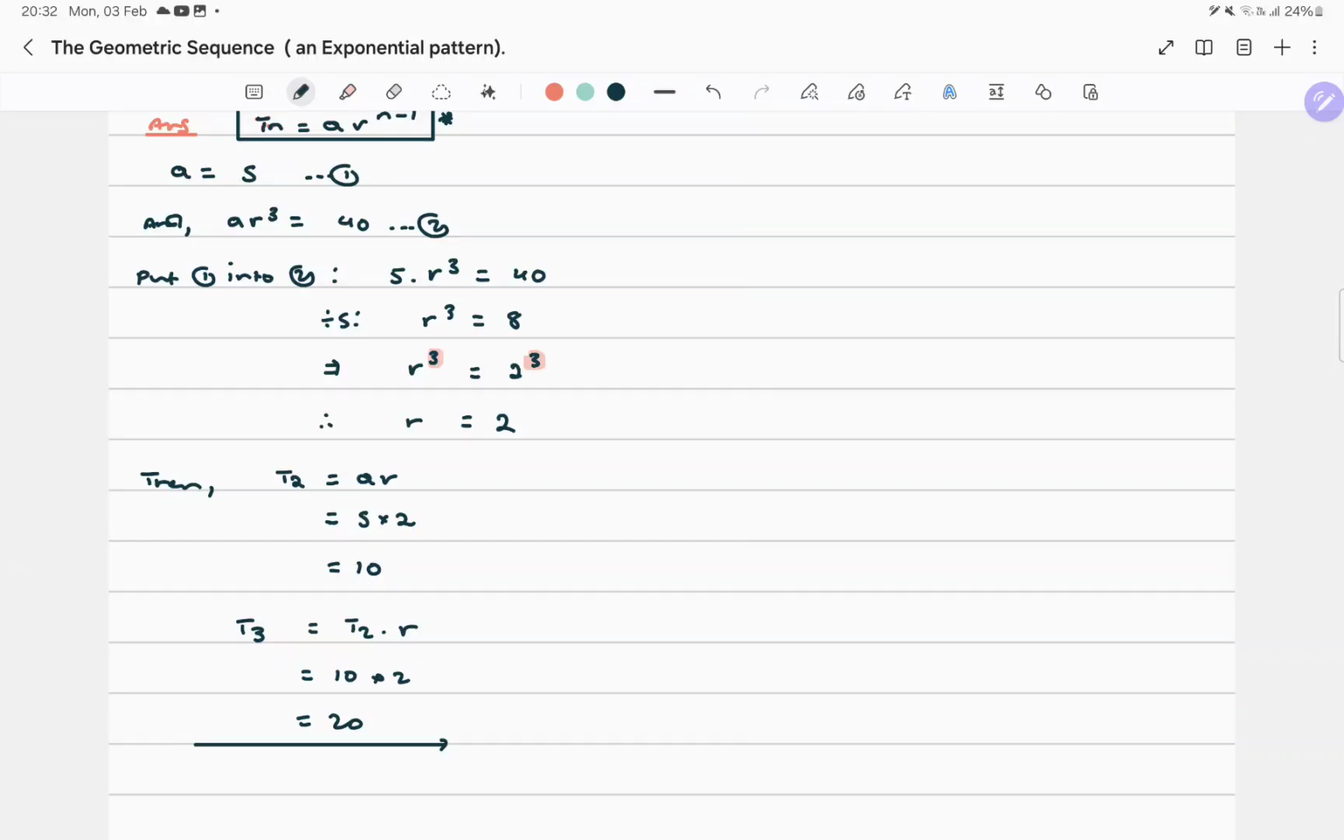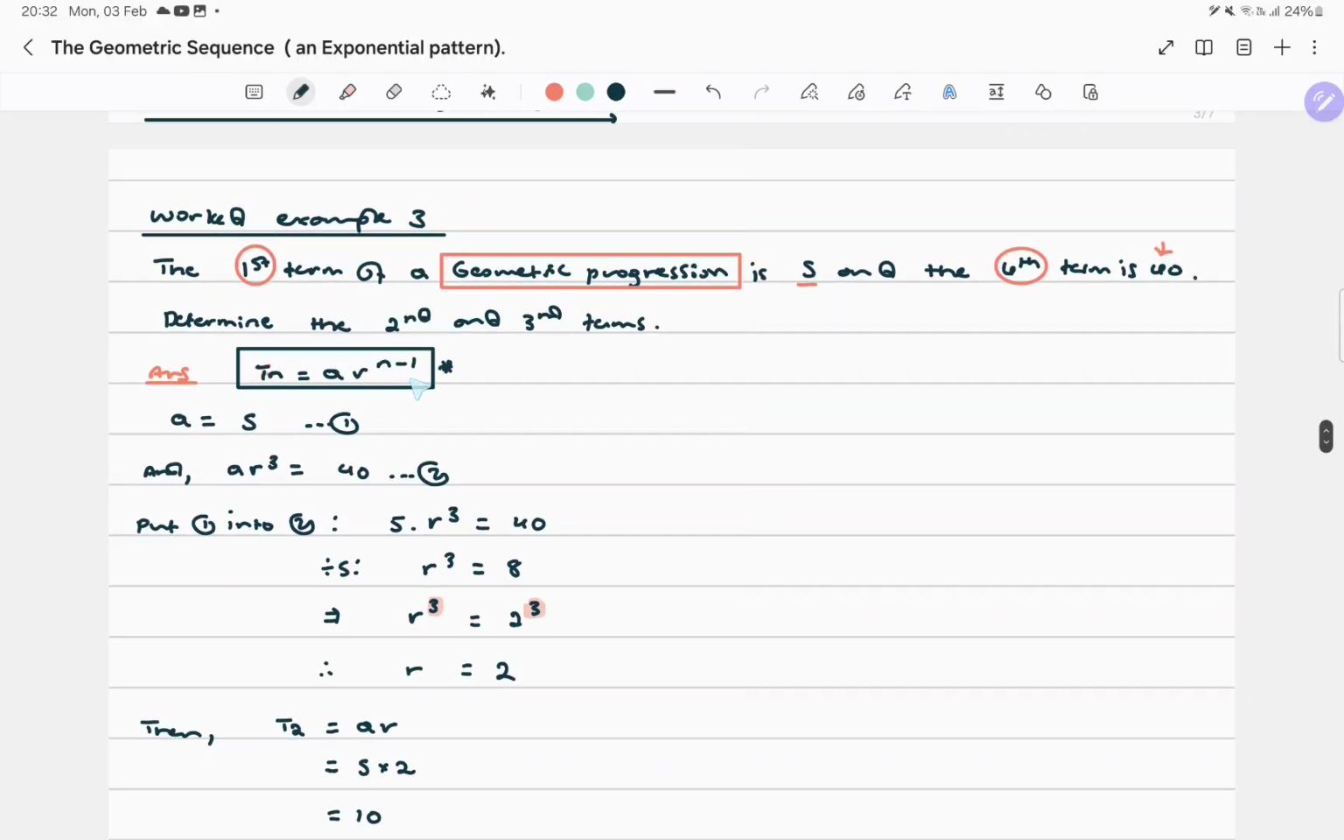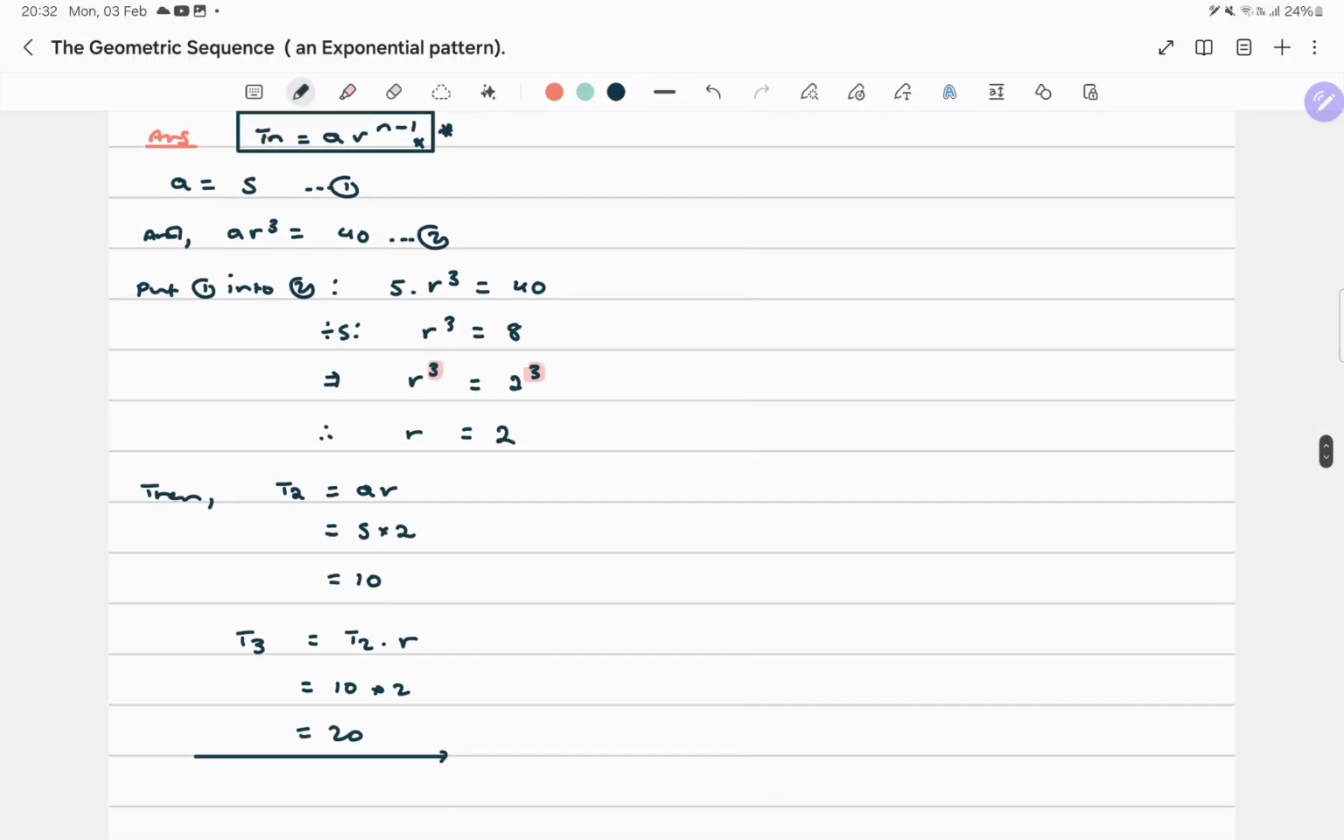There are very easy ways. I mean, you can still use this formula. You can still use that formula. It's not a big deal, just to make sure everything is smooth.